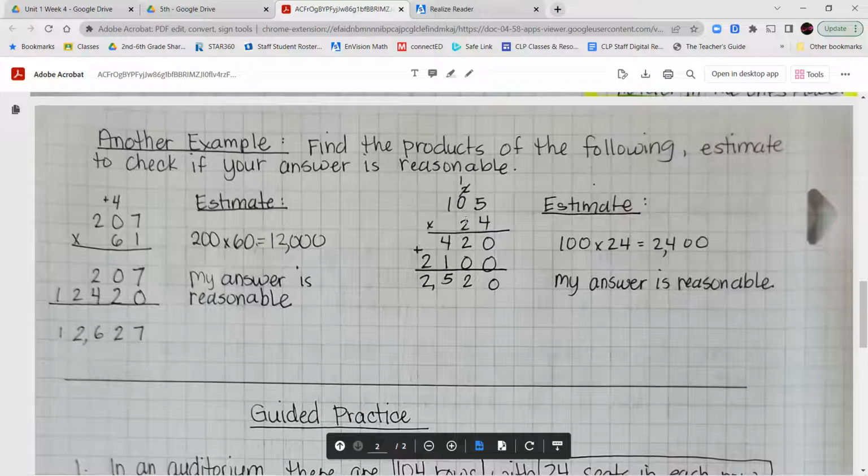Now, since we moved into our tens place, I put my 0 placeholder and go to the next line. 2 times 5 is 10. Put the 0, and I regrouped my 1. 2 times 0 was 0, plus that 1 more gave me 1. And then 2 times 1 is 2. I added my partial products together and I got an answer of 2,520. This is reasonable because it is close to my estimate of 2,400.